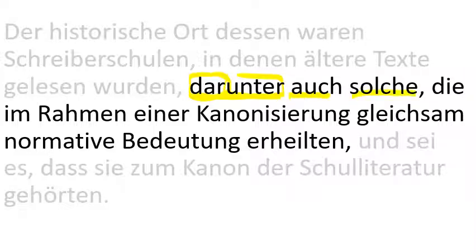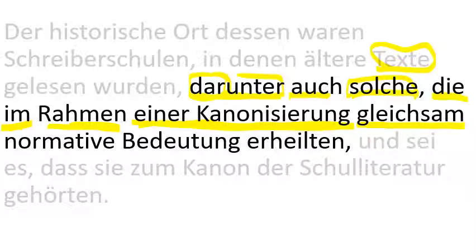Including also such, and this here is an adjective, such what? Such texts. You have to kind of supply that, and so you might even just use a kind of relative pronoun there: including also those texts, such texts, which, this is a relative pronoun in German, which in the framework of a canonization or canonizing process or something like that.